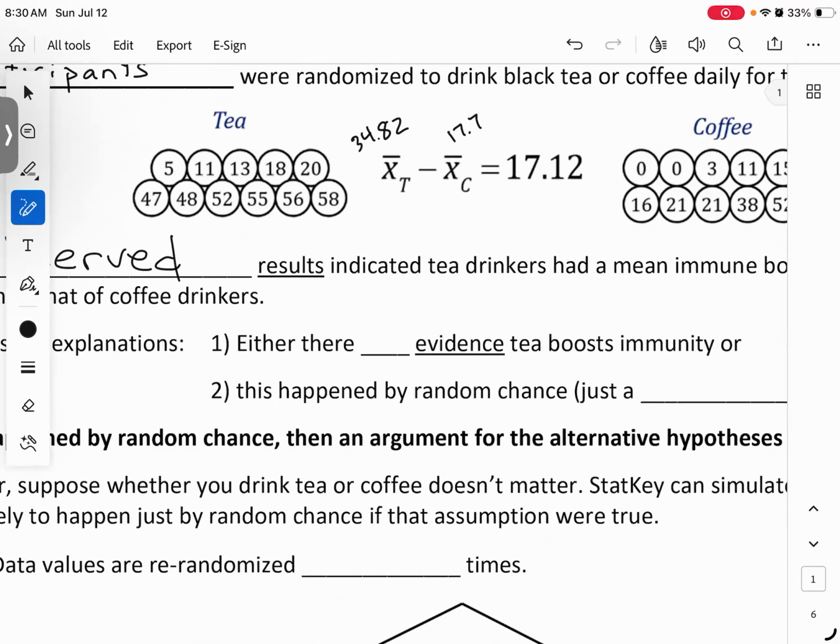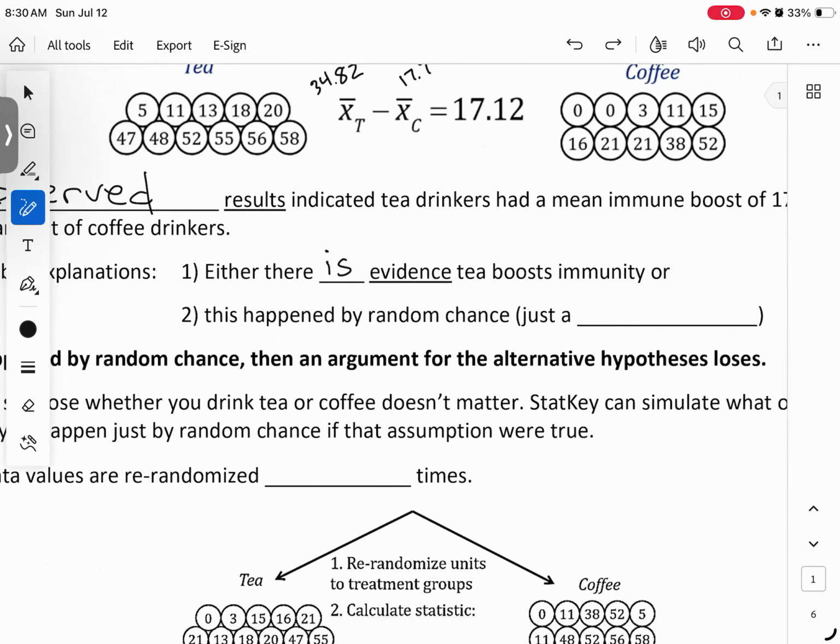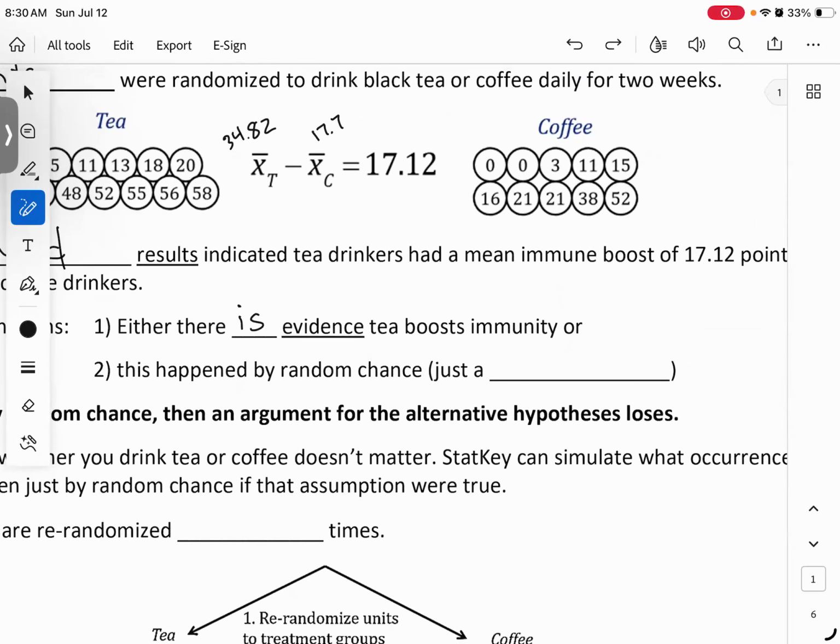It could be that one of two reasons why this happened, that tea was higher by 17 points, is that either it's true that there really is evidence, and maybe if they were to do it again and again, tea would be better once again. Or maybe this occurrence of that 17 points being higher for tea, maybe it was just a fluke.